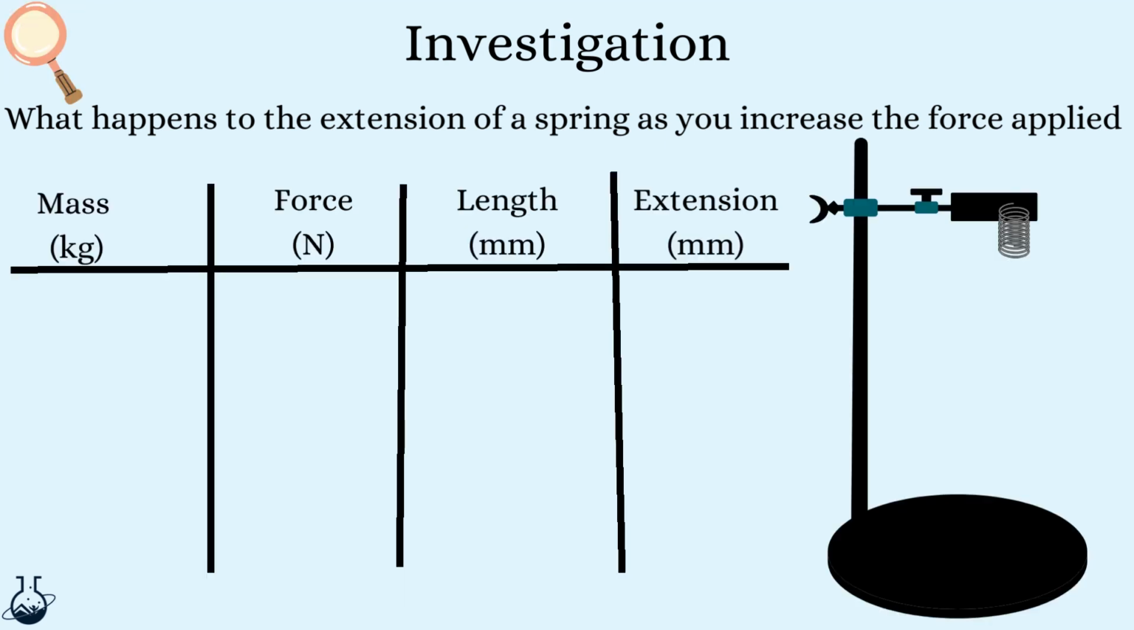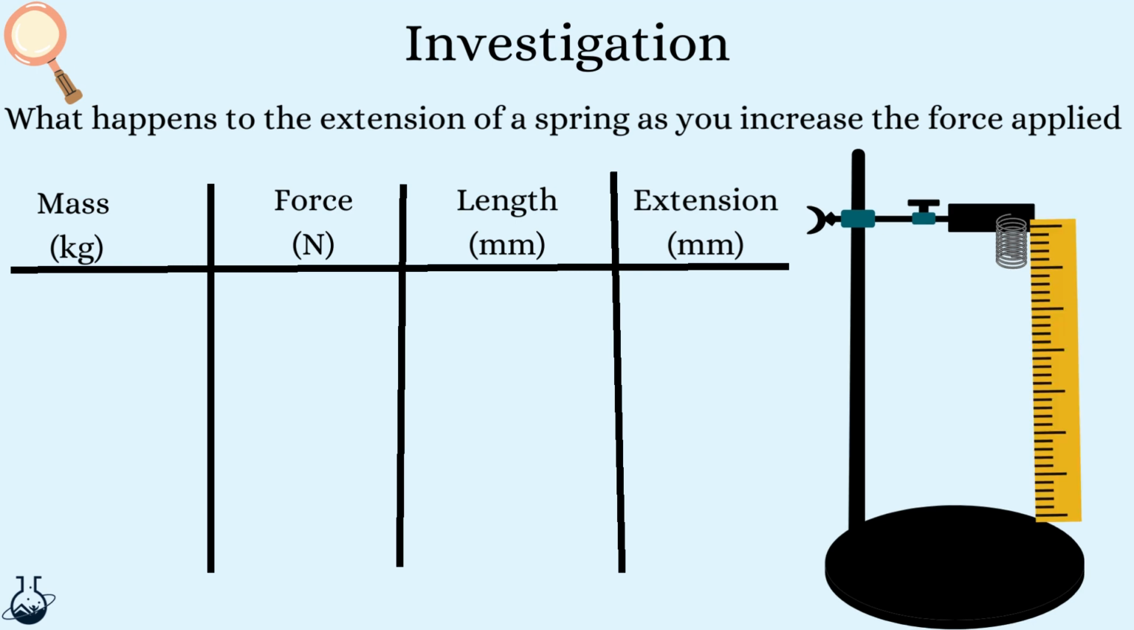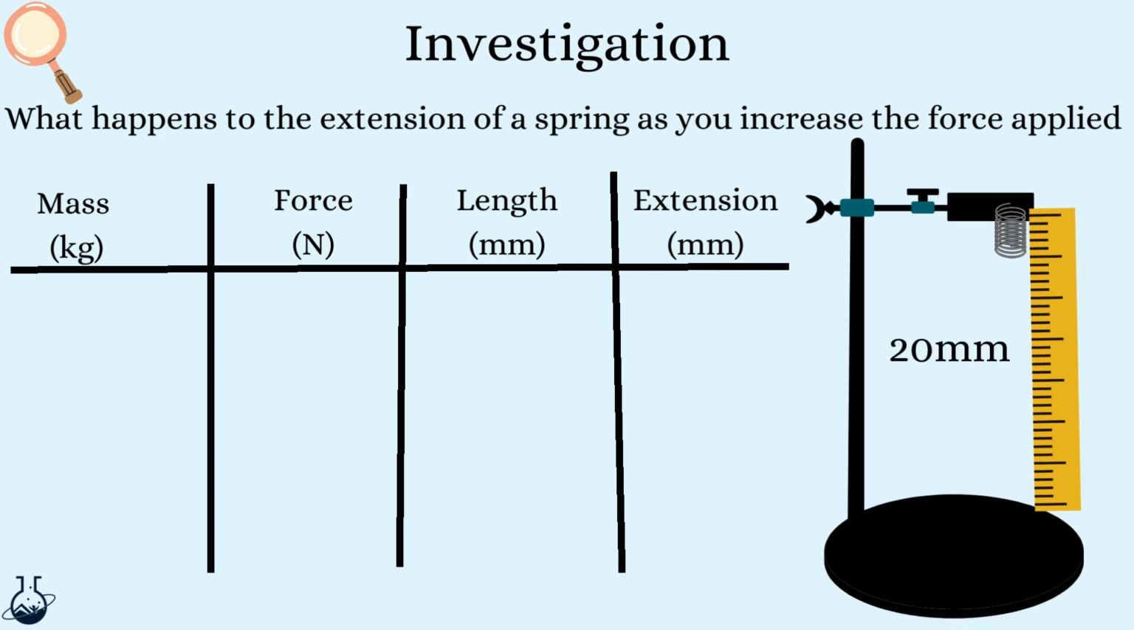Firstly, we set up our equipment like so. A retort stand with my unloaded spring safely attached with clamps. Next, I use my ruler to line up to my spring as closely as possible to ensure accuracy and measure the length of my unloaded spring and record in my results table.